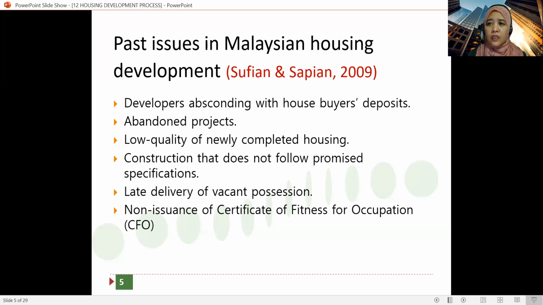For current developments, newly completed housing units, newly completed property units, tak kisah residential ke, commercial ke, industrial ke, all these new units will be issued with CCC, Certificate of Completion and Compliance. Masih ada certificate, but the names are different and the systems are different. Who issues the certificates are different as well. CFO was issued by the local authority. CCC is issued by the PSP, the Principal Submitting Person.